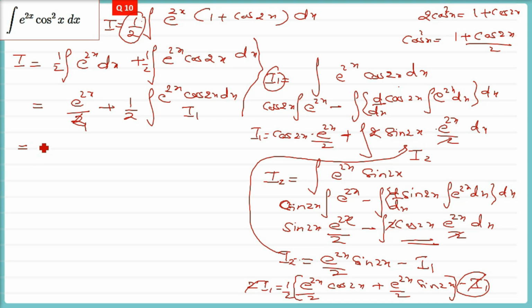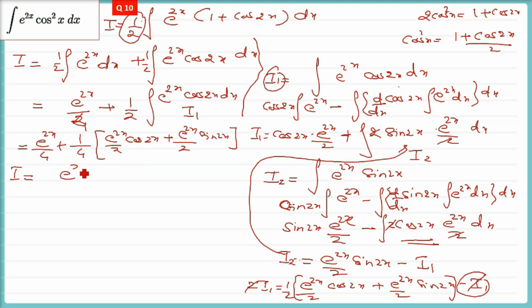Now put this I1 in the original one. So e raised to x by 4 plus, now you have to multiply this with half, because this is I1 but half is already there. So 1 by 2 into 1 by 2 is 1 by 4. So e raised to x by 2 cos 2x plus e raised to x by 2 sine 2x. Now e raised to x by 4 will remain like that. But in the second part you can take something common. So e raised to x by 4 it is plus. Now you can take e raised to x outside if you want. But first let's multiply first.